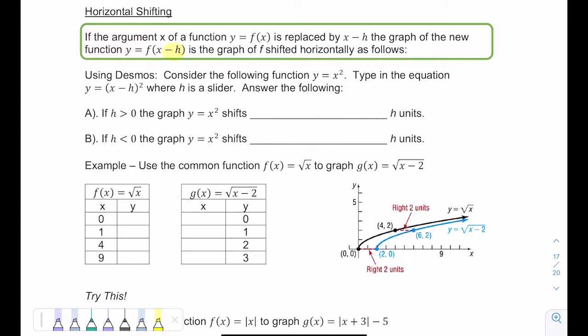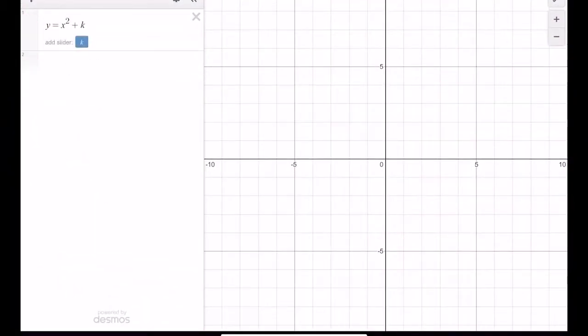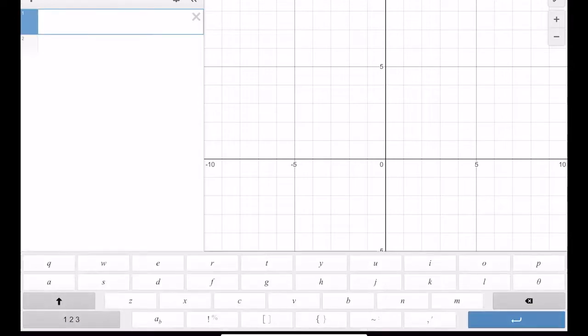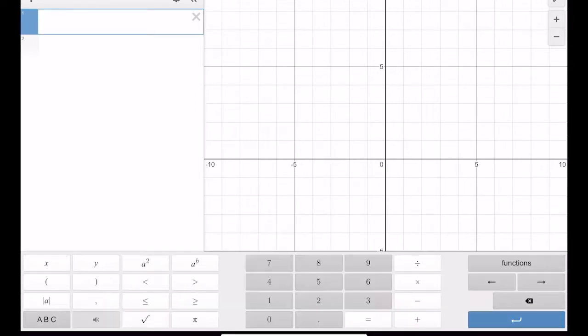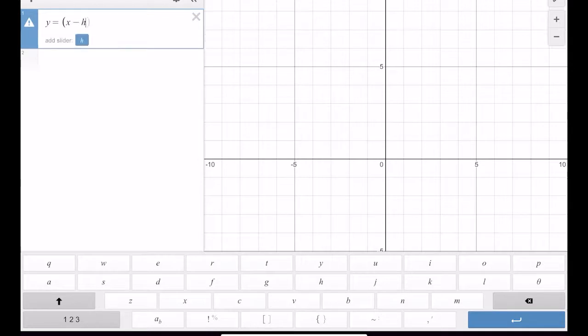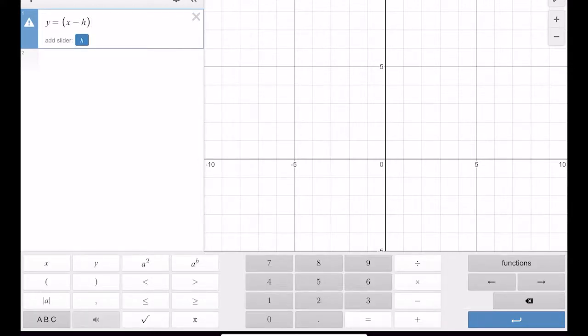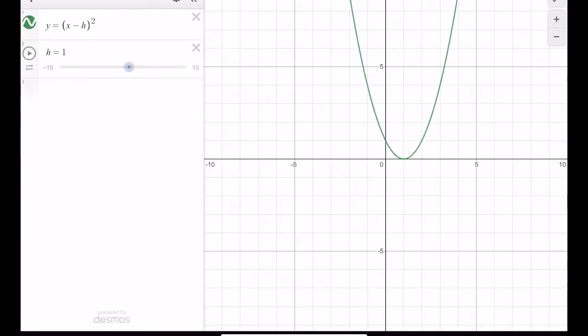So here, if we take the same function, y equals x squared, but this time we're going to do x minus h, squared, and h will be a slider, okay? So I've still got y equals x squared, but this time, like I said, we're going to have y equals, and then in parentheses, x minus h, close your parentheses, squared. And again, I'm going to click on add slider. It's going to create a slider.